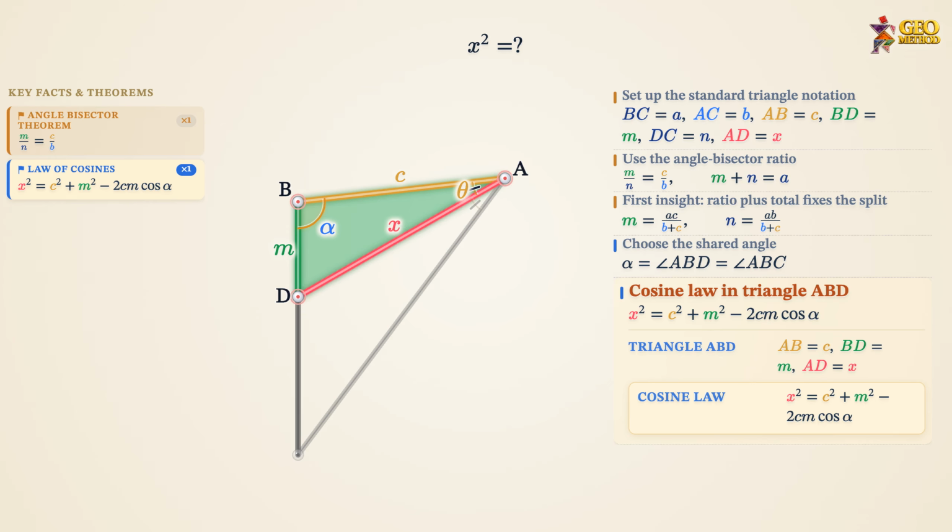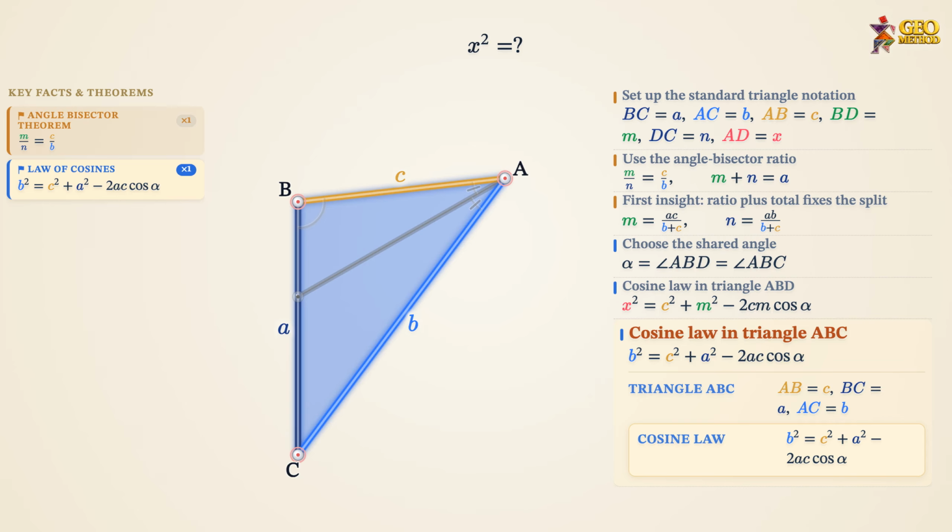Apply the law of cosines to triangle ABD. The side opposite alpha is x, so x squared equals c squared plus m squared minus 2cm cosine alpha. Apply the law of cosines again to the whole triangle ABC. The side opposite the same alpha is b, so b squared equals c squared plus a squared minus 2ac cosine alpha.